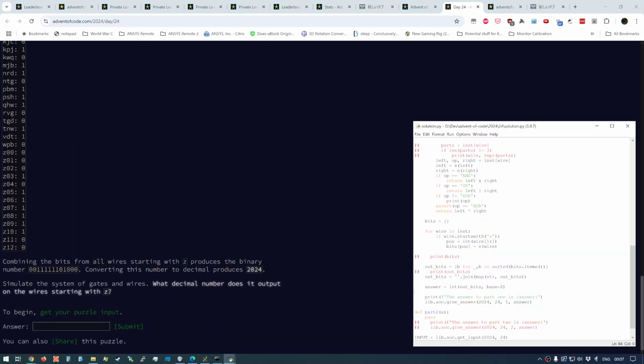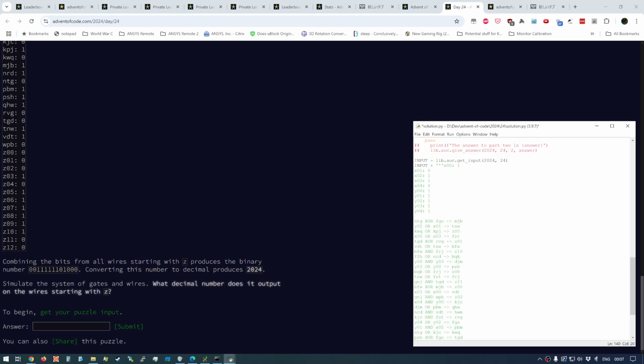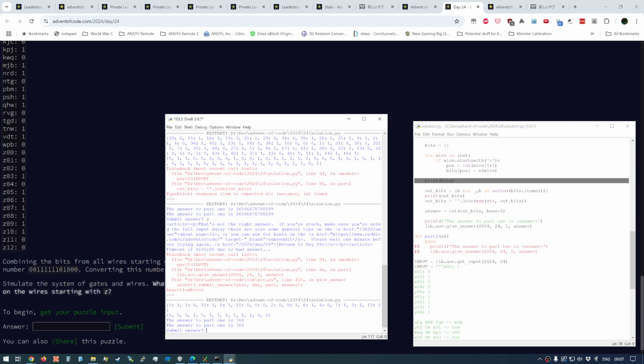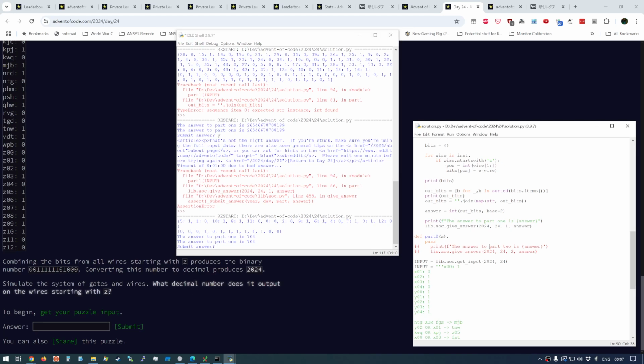Values, yep. Can't type. Oh, is this reversed? This is reversed. Okay.